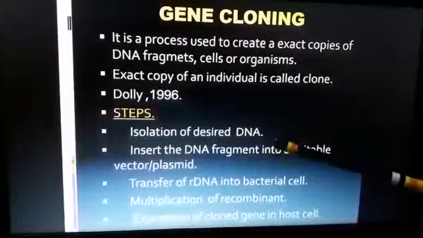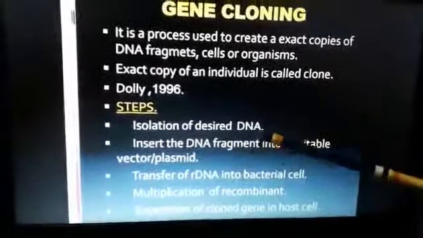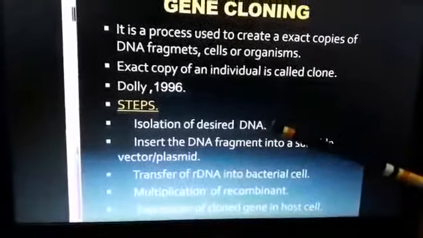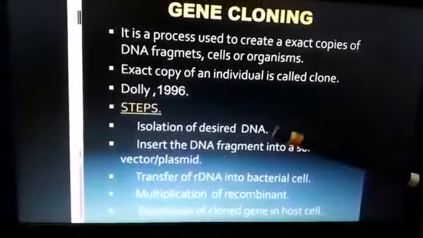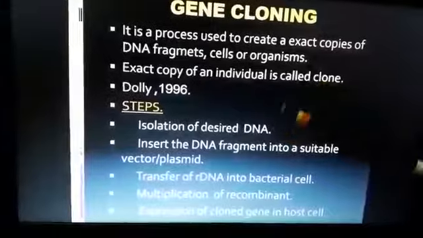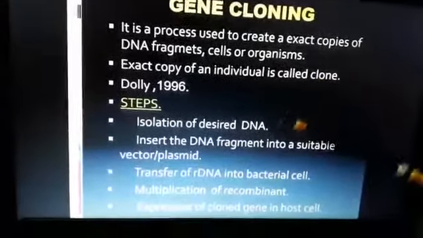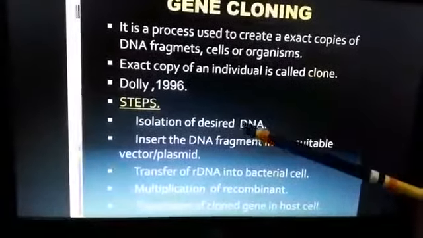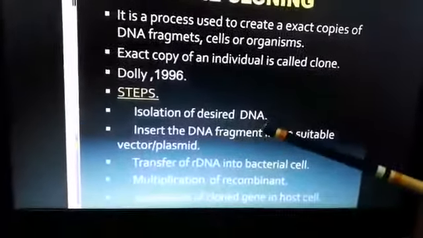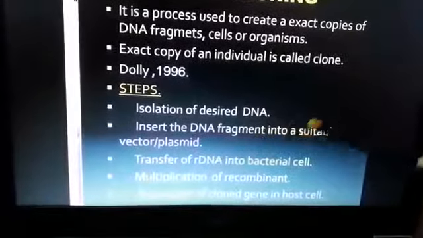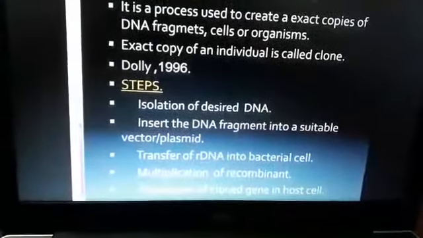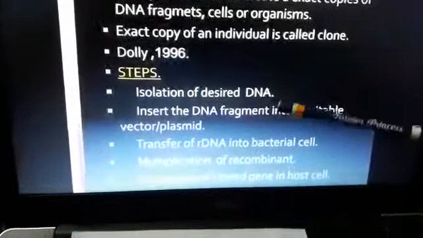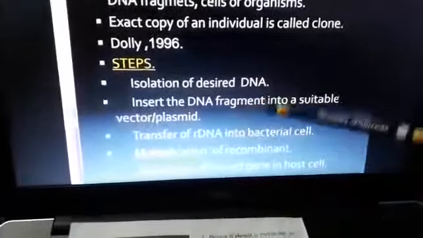Then what are the basic steps involved in gene cloning? The first step is isolation of the desired DNA. We first have to find out which DNA we have to clone. Then the insertion of the DNA fragment into a suitable vector or plasmid to make rDNA, that is, a recombinant DNA molecule.